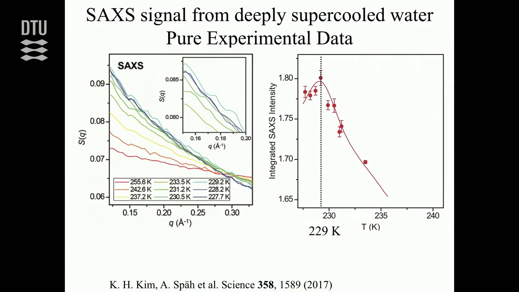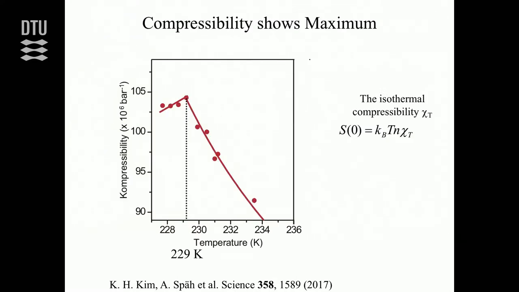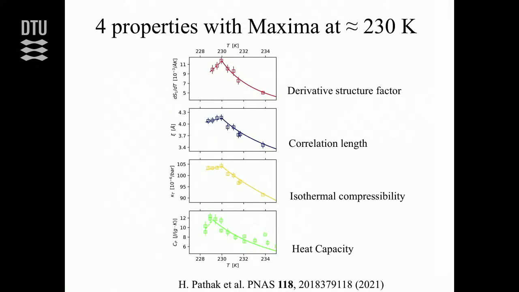And here is the region of that. Let me just show you how that small angle X-ray scattering signal goes. As we cool the liquid down towards 227.7 Kelvin, the signal goes up, and then it turns around. So what you can see is that the lowest temperature is not the highest value. If you integrate that intensity, you will see that it goes up, through a maximum, and then comes down again. We can then use this thermodynamic value and determine the compressibility. And we see a maximum, and the maximum is the evidence of this Widom line, so to speak.